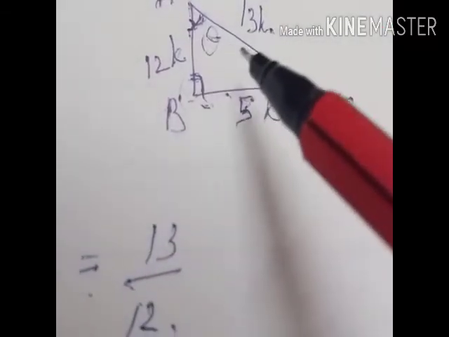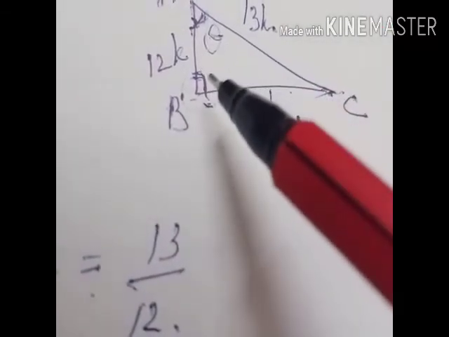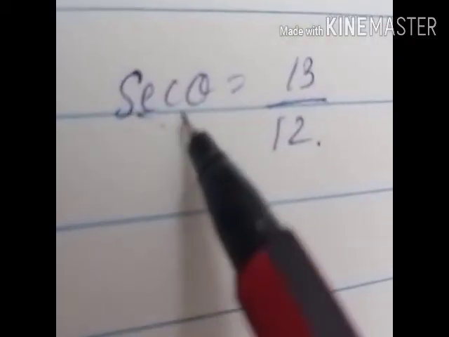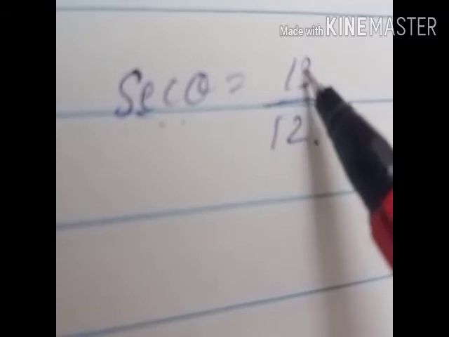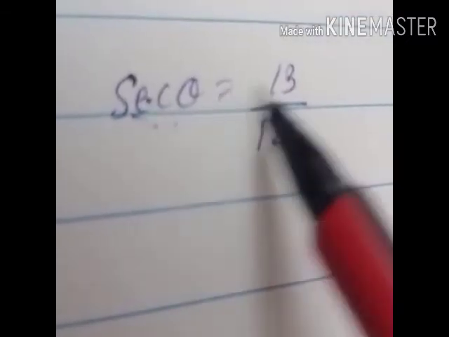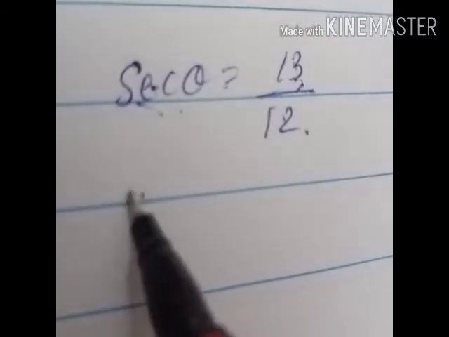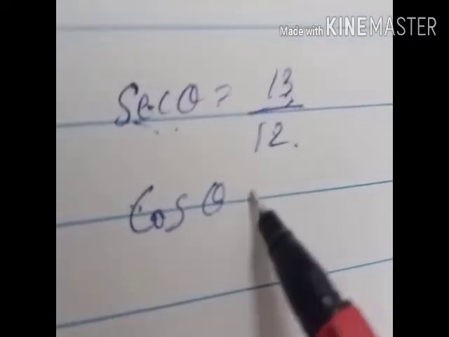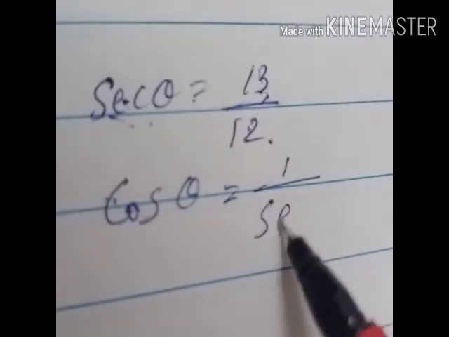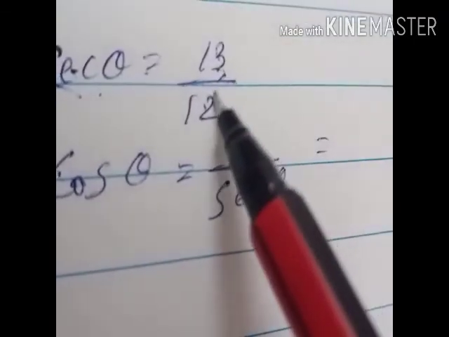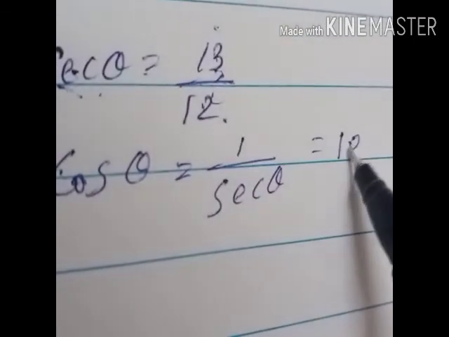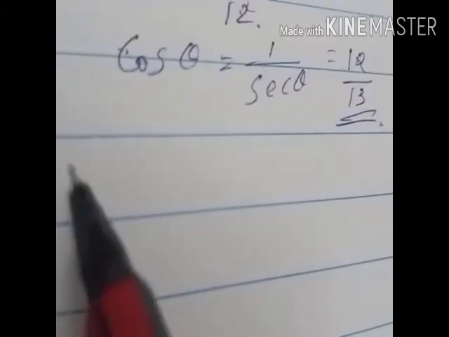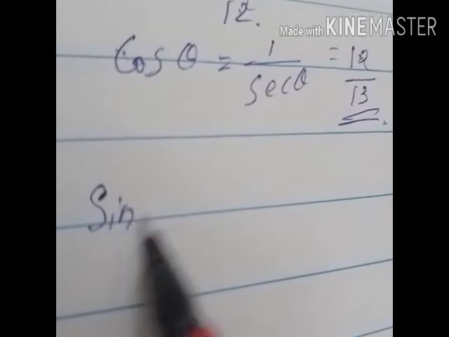Then we can find the trigonometric ratios. Sec theta is given as 13 by 12 in the question. So we can easily find the reciprocal of sec theta. That is cos theta equal 1 by sec, which is just its reciprocal, 12 by 13. Clear? Then we have to find sin theta.